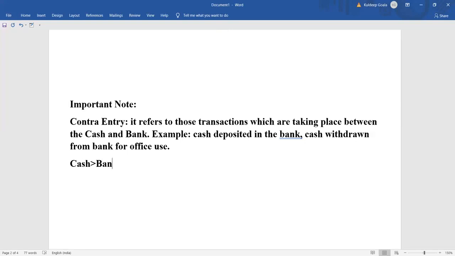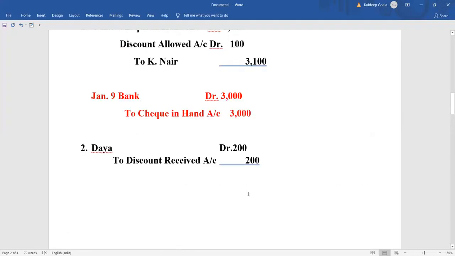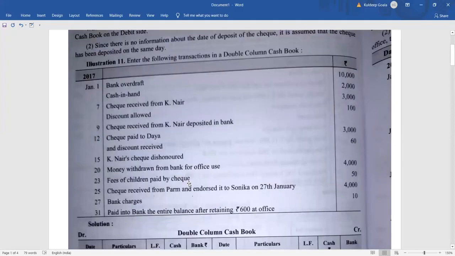Cash and bank, or you can say bank and cash. Okay, if money goes from cash to the bank or comes from the bank to cash, then we call it a contra entry. Clear? This is the concept here. So what is a contra entry? Contra entry is an entry where the transactions take place between the cash and the bank column. Is it clear, everyone? Now we will see this particular transaction, what has happened here.